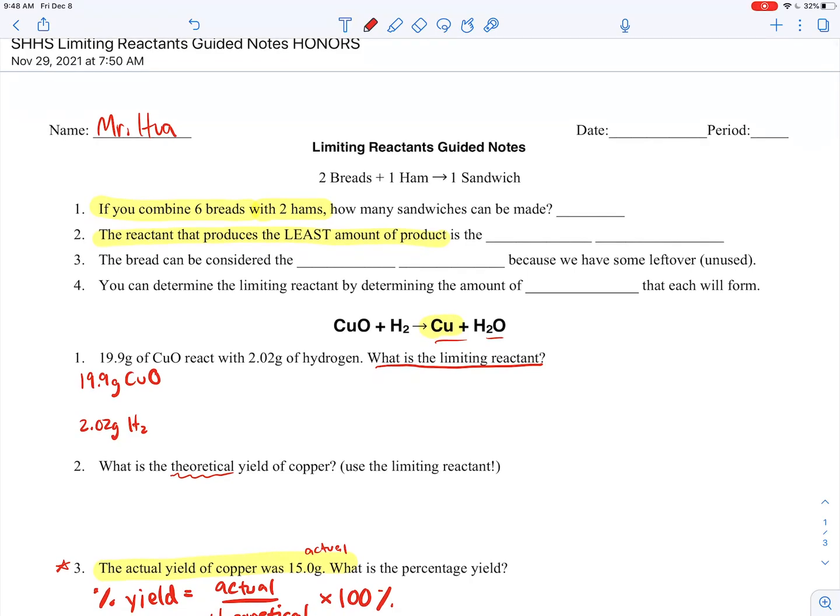Today we are going to be calculating limiting reactants. To do that, let's take a look here. We have our ham sandwich recipe. If you combine 6 breads with 2 hams, how many sandwiches can you make?